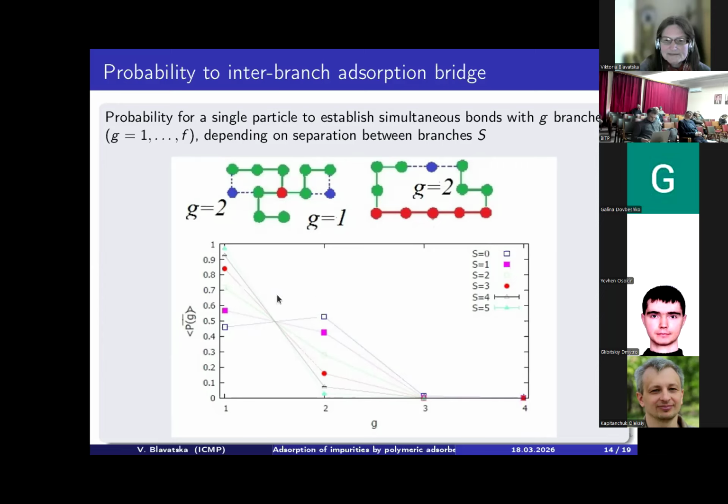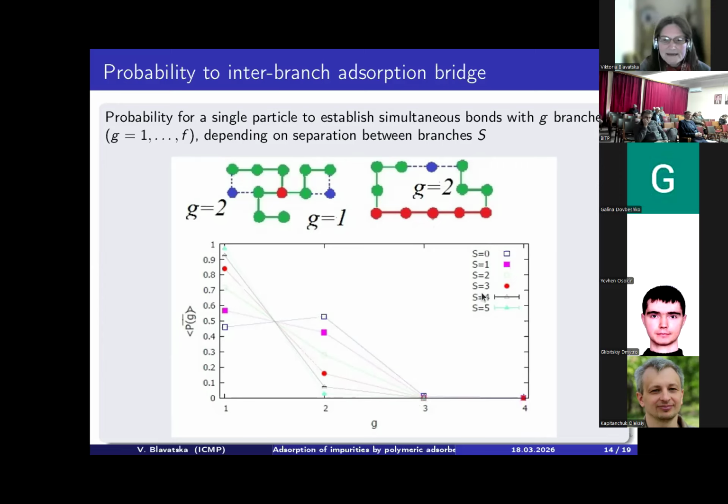We can see that in the case of star-like structure, because of this crowdedness effect of monomers close to the central point, we can see that it is mostly probable for a pollutant particle to establish bonds simultaneously with 2 different branches. Also, simultaneous bonds even with 3 branches is still not 0. Still, it's very small, but still is possible.